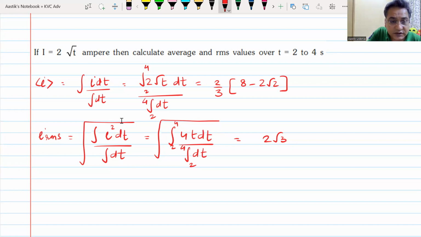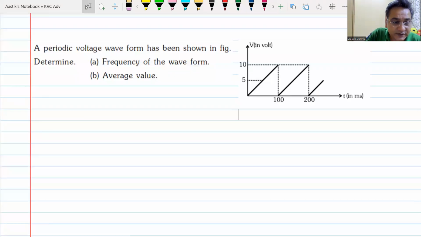Now I'll give you this question and I'll give you 5 minutes to solve this one. A periodic wave has the following form. What is the frequency and what is the average value? I'll give you 5 minutes to solve this.